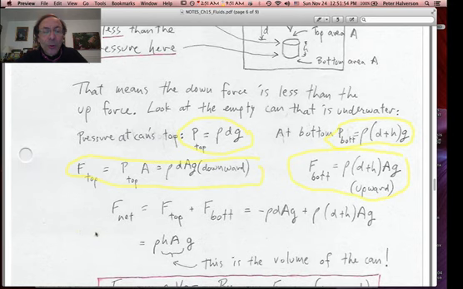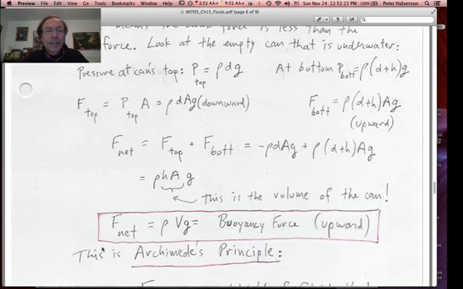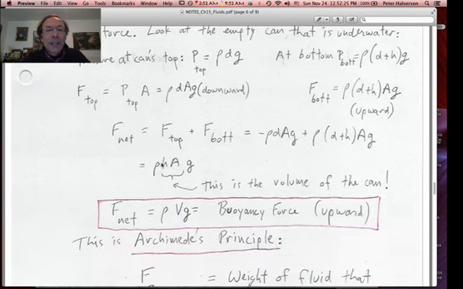The net force is what we want. The net force is going to be the force at the top plus the force at the bottom. The force on the top is downward, so it's negative. The force on the bottom is upward, so it's positive. You take the difference of these two things. Let's clear this, and you get that the force is given by this.